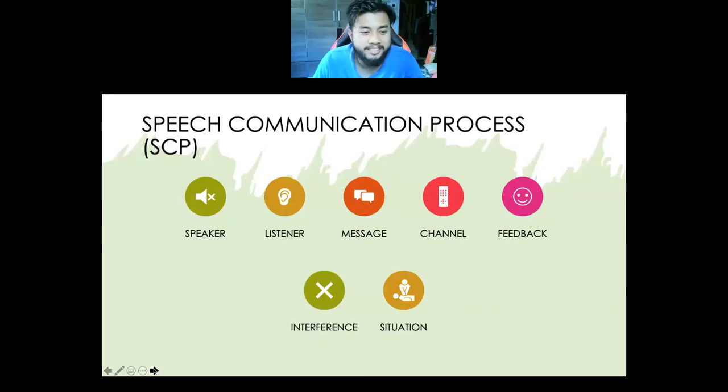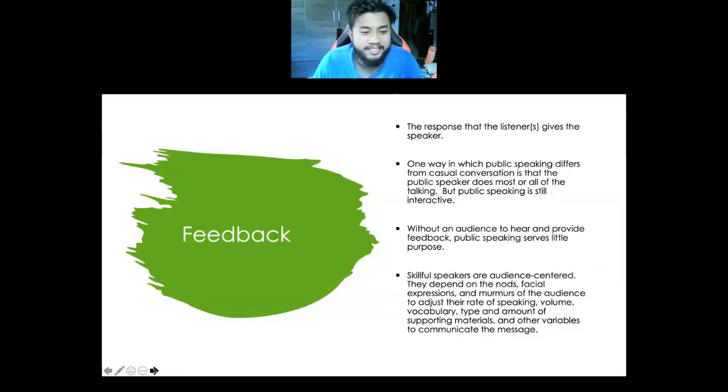Okay, so we continue with feedback. What is feedback? The response that the listeners give the speaker. One way in which public speaking differs from casual conversation is that the public speaker does most or all of the talking, but public speaking is still interactive. Without an audience to hear and provide feedback, public speaking serves little purpose.